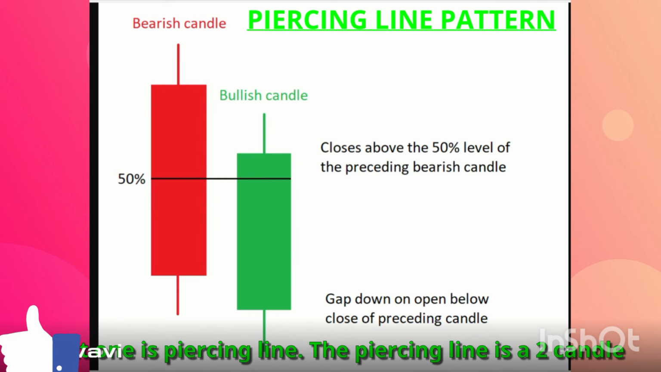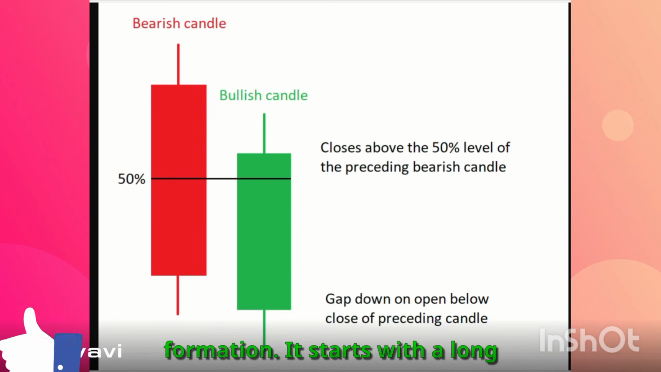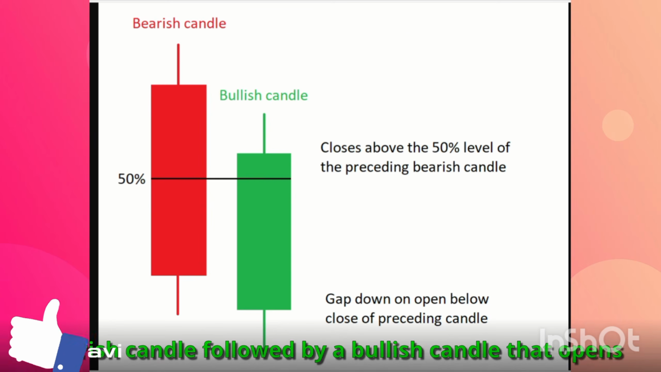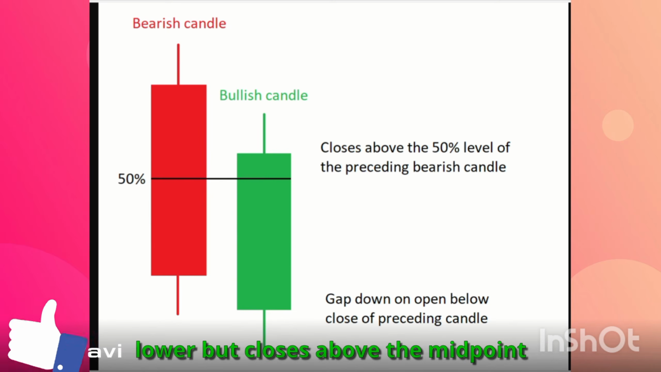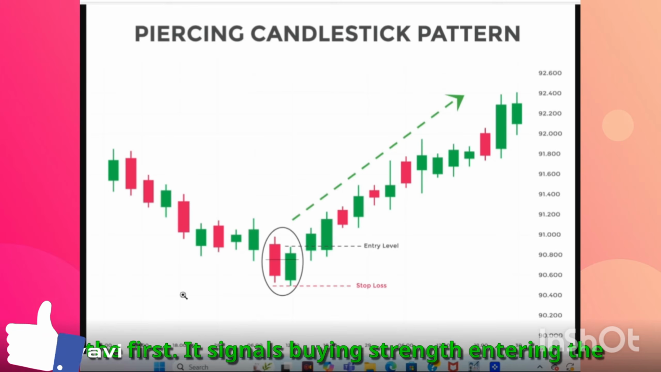The piercing line is a two candle formation. It starts with a long bearish candle followed by a bullish candle that opens lower but closes above the midpoint of the first.